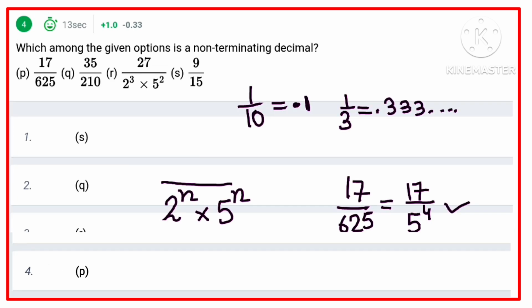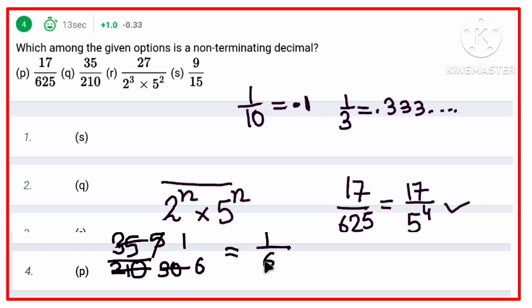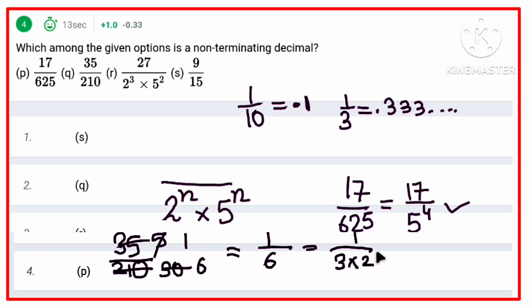If we check option number 2, that is Q, here we have 35 divided by 210. First and foremost, you need to simplify this. So if you simplify, 7 fives are 35, 7 threes are 21 and a 0. Again you can simplify by 5: 5 ones are 5, 5 sixes are 30. So here you are getting 1 by 6. Here in the denominator we have 3 multiplied by 2. That means along with the power of 2 we have 3, but we cannot have a 3 in the case of a terminating decimal. So as we have a 3, this is going to be non-terminating. So option number 2, that is Q, will be your correct answer over here.